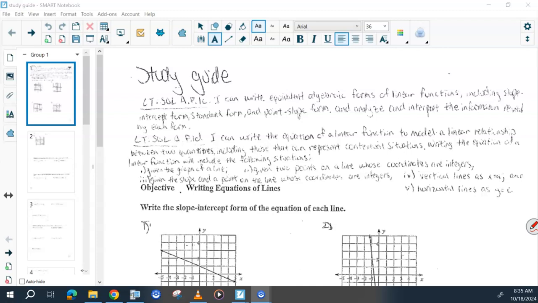Look at that first page. Are there any questions on that first page you want to go over before we move to the second?